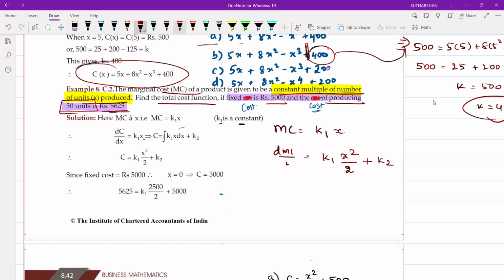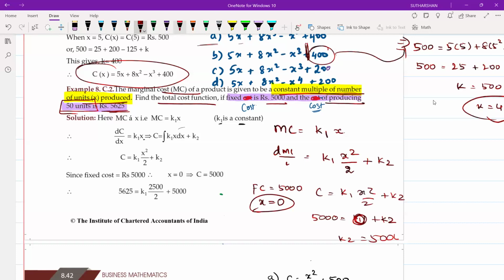Since fixed cost is given, that is 5,000, I will substitute the x value as 0 in the function. So C is equal to k1 x square by 2 plus k2. C is equal to 5,000. K1 into 0, if I substitute, entirely it will become 0, plus k2. So my k2 will become 5,000. Correct? k2 will become 5,000.